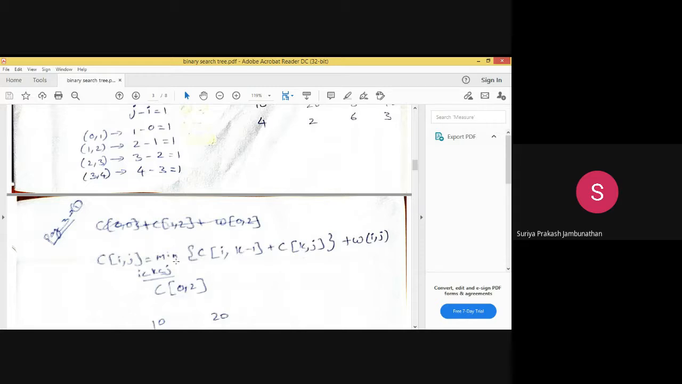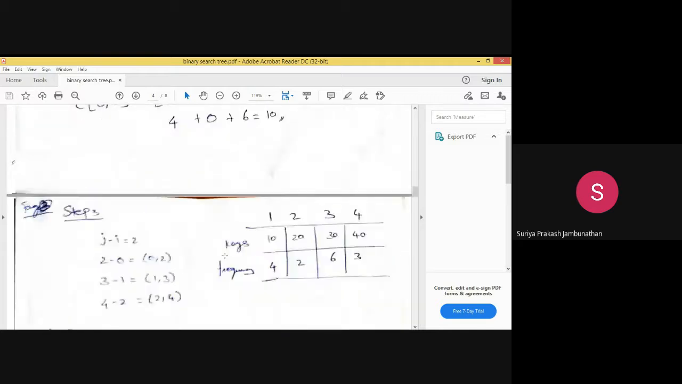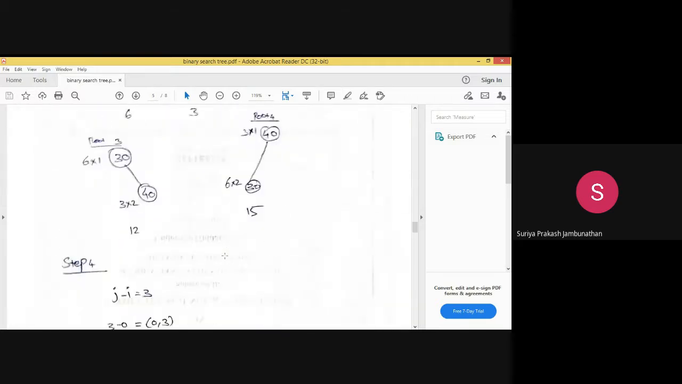For now, just understand how the formula is written for the problem. So C of ij is equal to min of C of i comma k minus 1 plus C of k comma j plus W of i comma j. This is the way we can write the formula. Now we are going to solve step 4 with this formula. Let's see how step 4 gets solved with this formula.